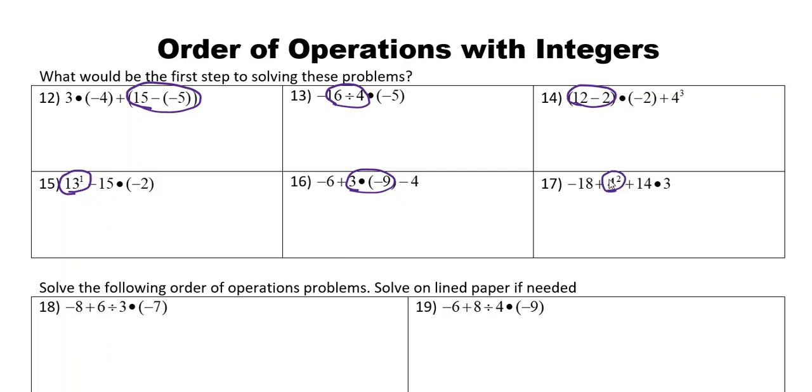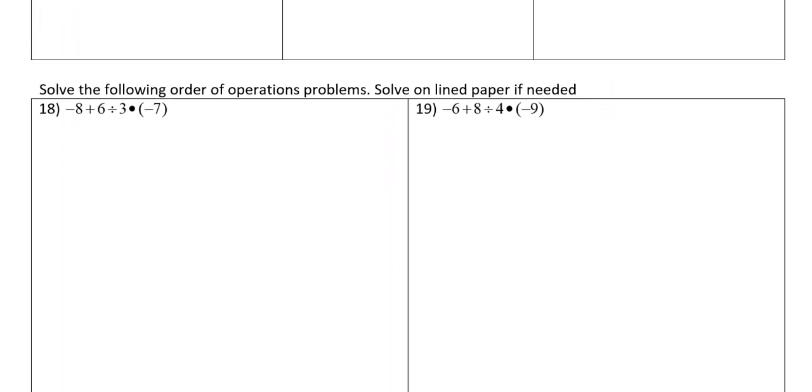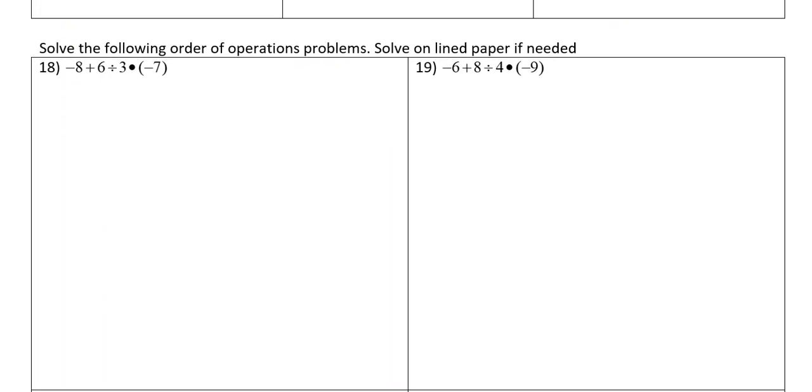All right, so let's practice solving some of these. So I want you to take a pause, and I want you to see if you can solve number 18 on your own. And when you're ready, unpause the video and we'll check your work.